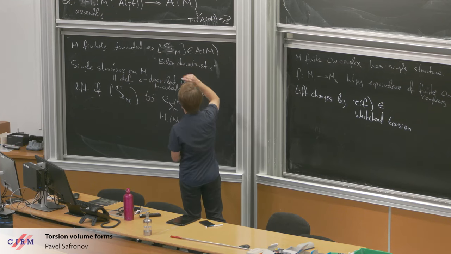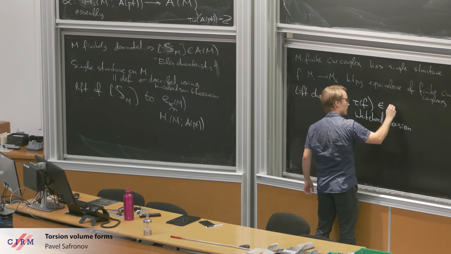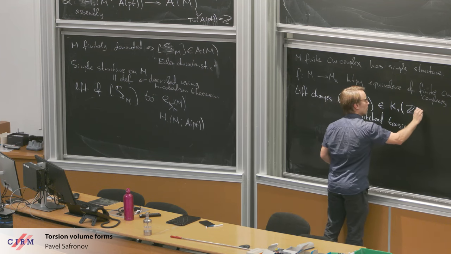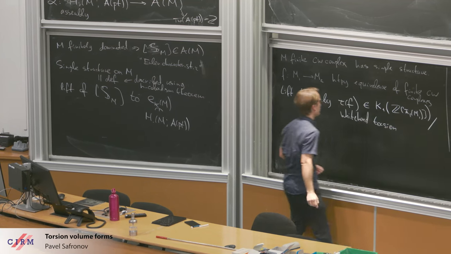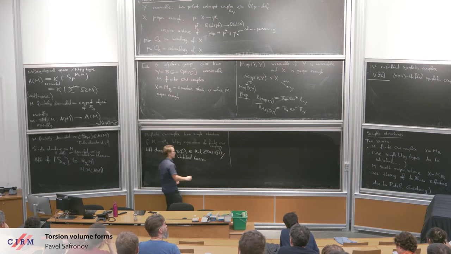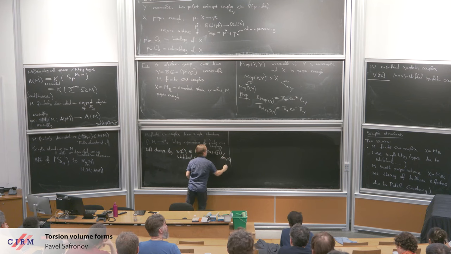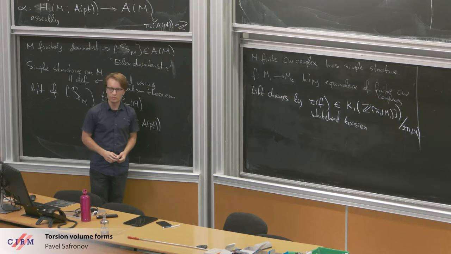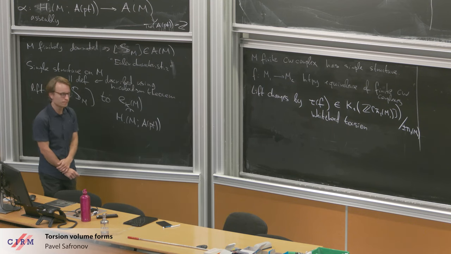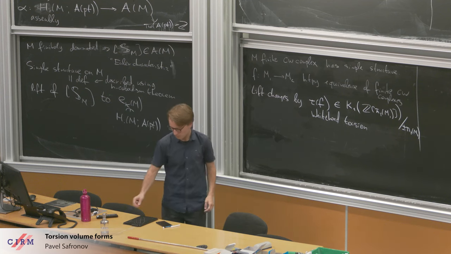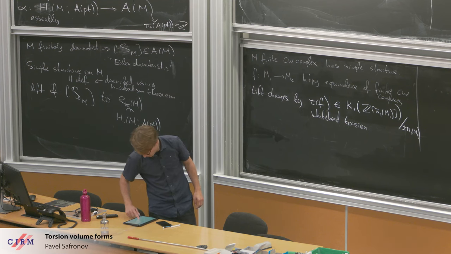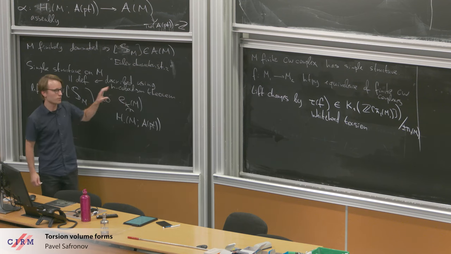If you just start unpacking what these various groups are, how does it change? It's going to change by some K1 element. But because you're talking not about just trivializing something in A theory, but about lifts, it's defined up to some ambiguities. And this quotient of K1 is called the Whitehead group. Okay, so that's what the Whitehead torsion gives you, and that's just how this simple structure changes. Okay, so that's how it works for topological spaces.